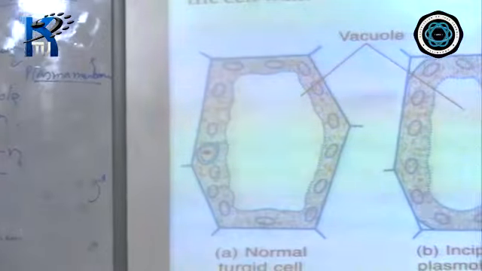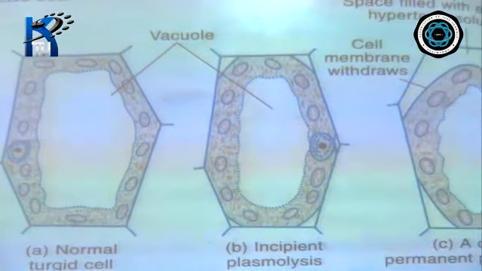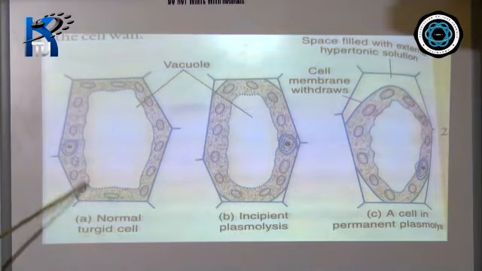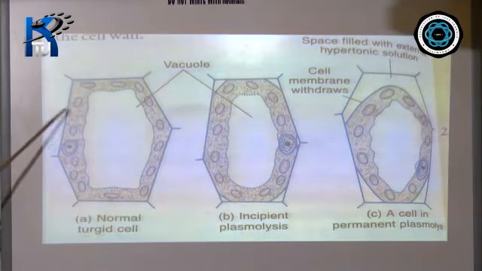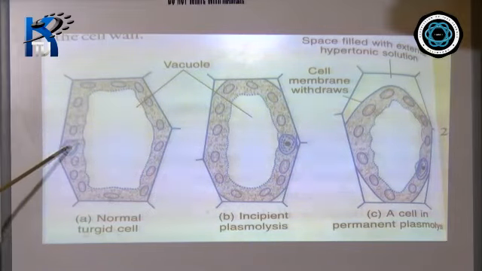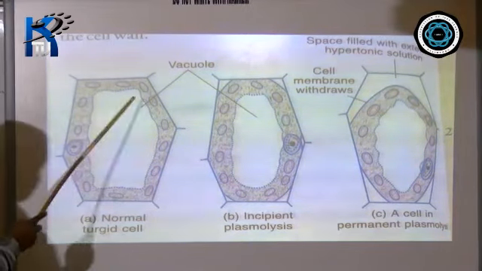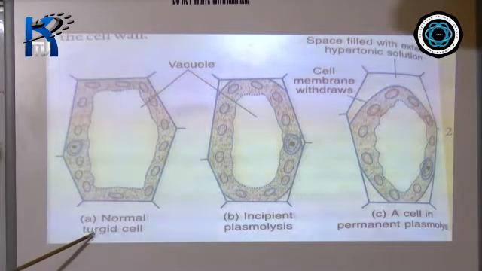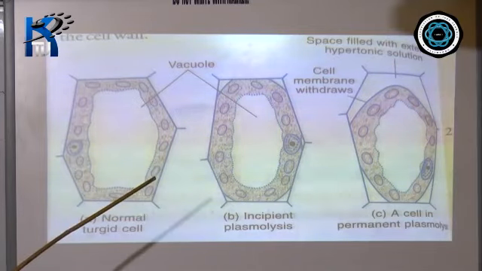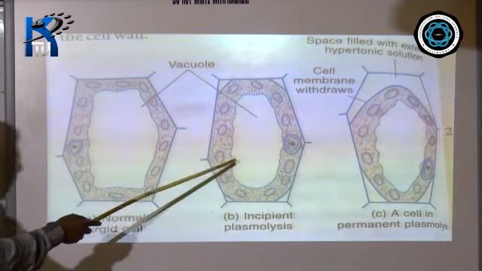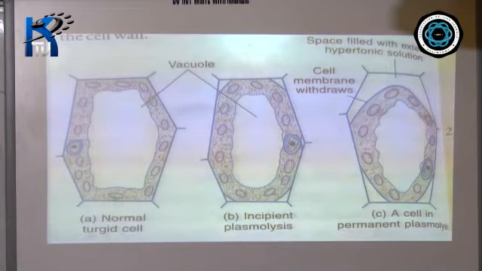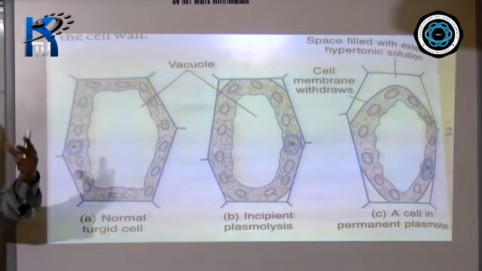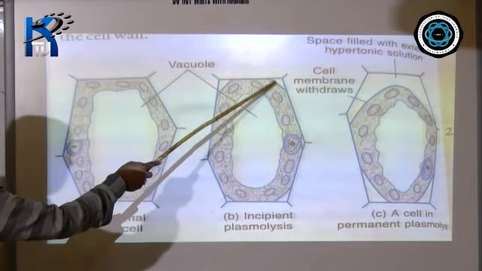Here in this diagram I have taken a normal turgid cell. This part is the vacuole, the cytoplasm, a few cellular organelles, and the nucleus. If you try to see this part, this is the normal turgid cell. The cell is swelled up. Now when this cell is put in a hypertonic solution, first of all what actually happens in the cell? What you will find is a shrinkage of the cytoplasm.